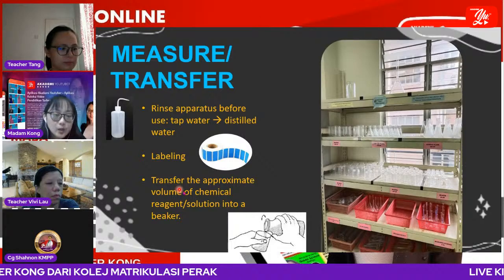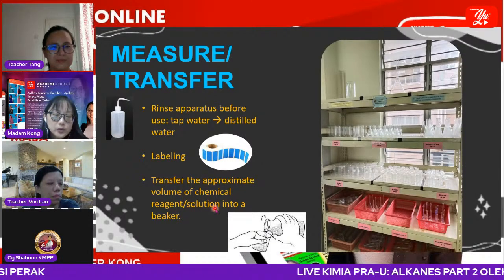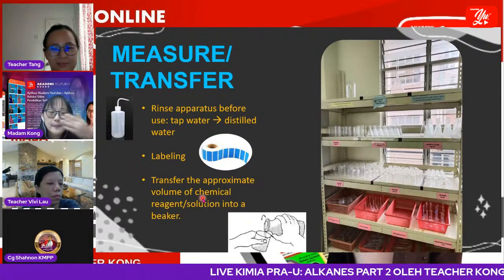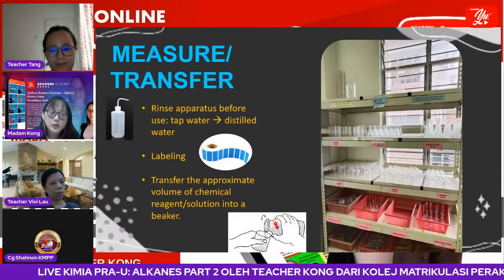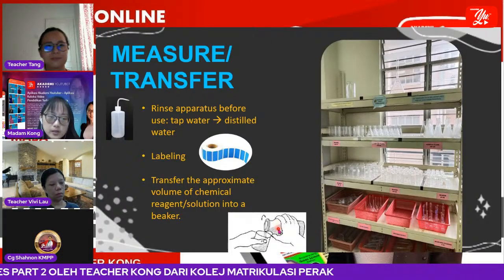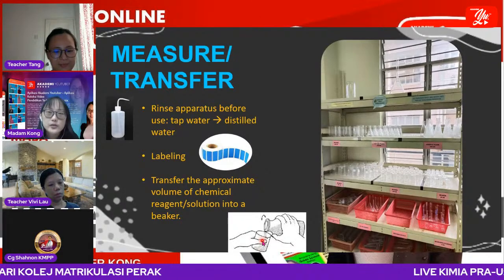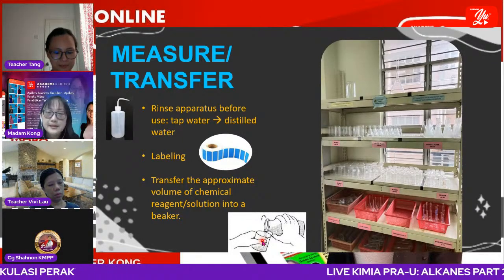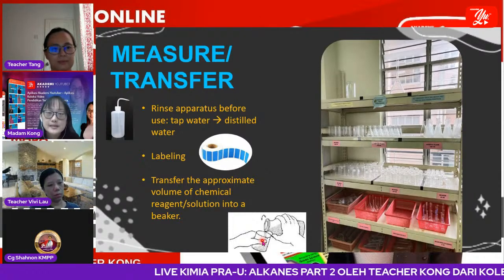Next, while you transfer the appropriate volume of chemical reagent or solution into a beaker, meaning that, you look at here, this is the reagent bottle. You cannot straight away take the solution from the reagent bottle. So you must transfer the solution into the beaker first, then only start to measure how much volume you want by using a measuring cylinder. So please, you have to estimate the volume.